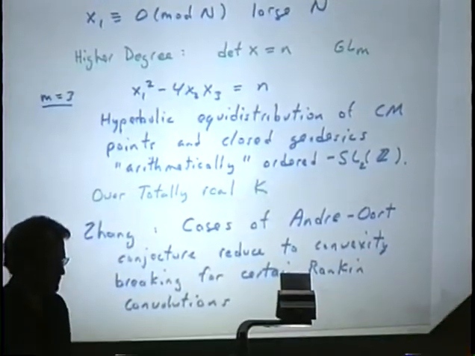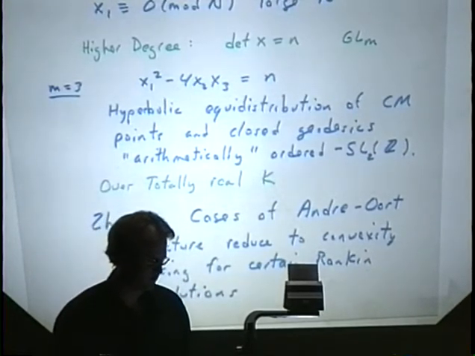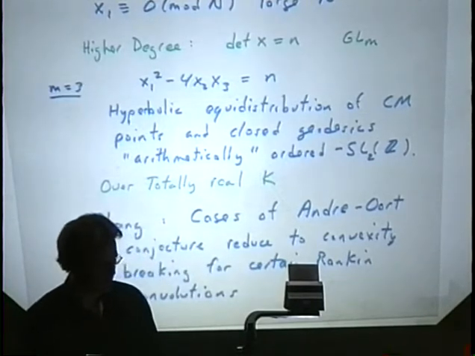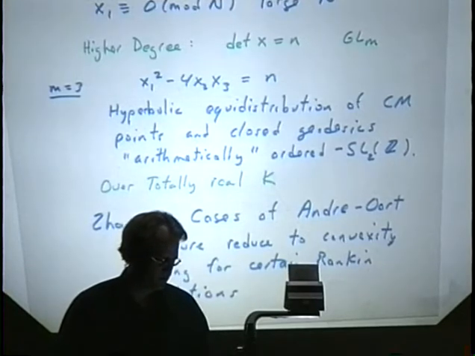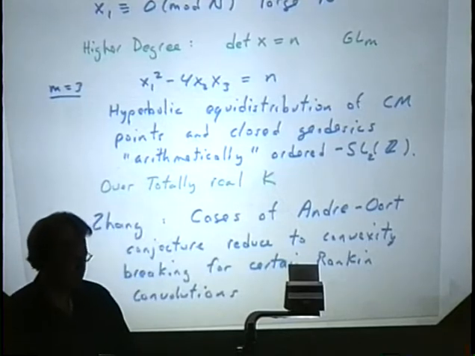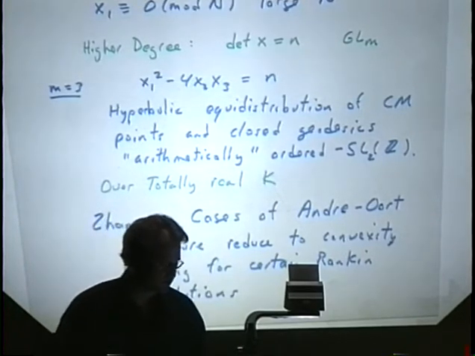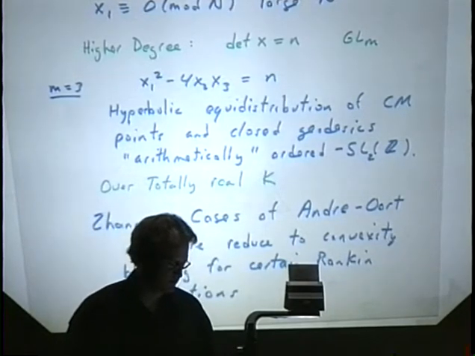And here, for example, if you look at the discriminant equation, x1 squared minus 4 x2 x3 is equal to n, then one can carry through the program and prove, for example, that solutions to this, when you place them in the hyperbolic plane, become equidistributed as the discriminant goes to infinity. And if you interpret it correctly, if you take the indefinite case, this also applies to closed geodesics for the modular group becoming uniformly distributed if they're ordered by their discriminant.